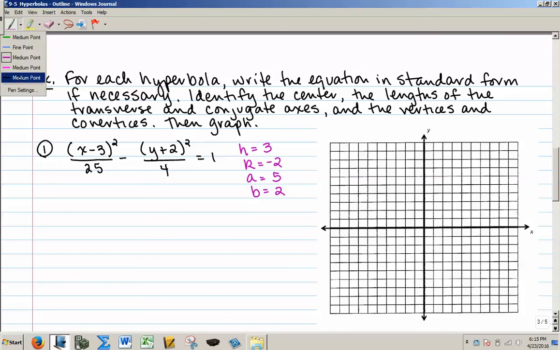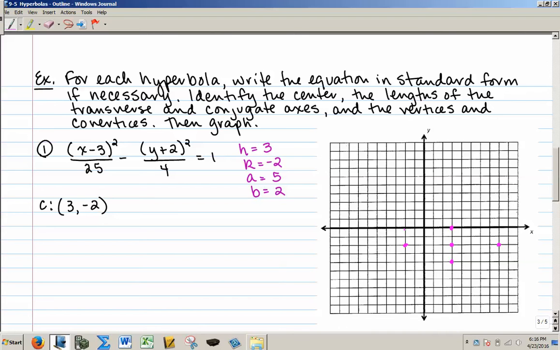So my center is going to be the point 3, -2. And I'm going to go ahead and graph that. So the point 3, -2 is my center. Now, we're going to do as we did with the ellipse. We're going to use a to go that many units right and left. So I'll go 5 units right and left, and that's going to be my transverse axis. And then I'll use my b to go up and down that many units, and that's going to be my conjugate axis.